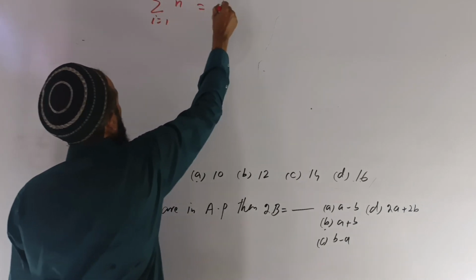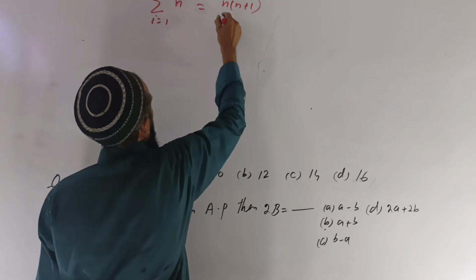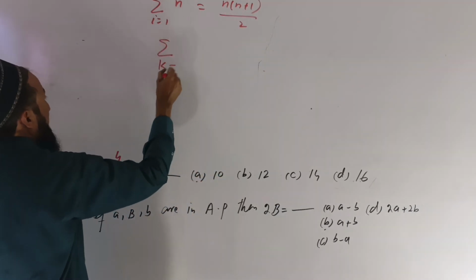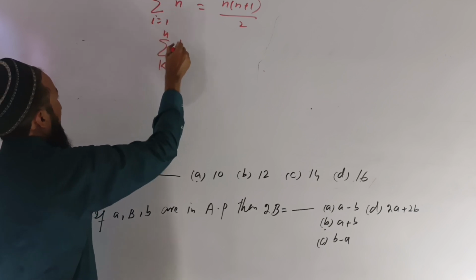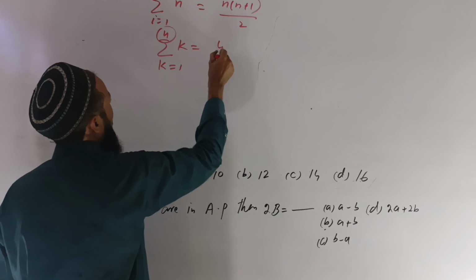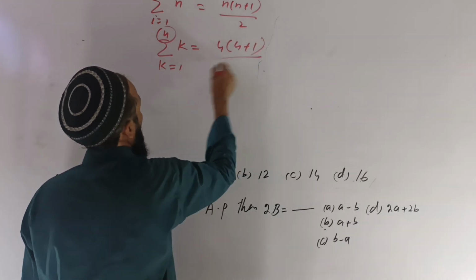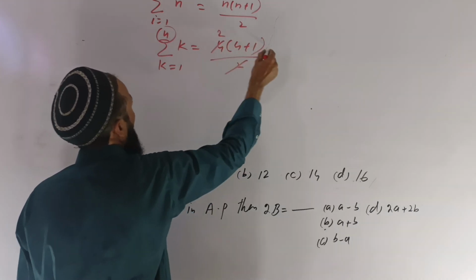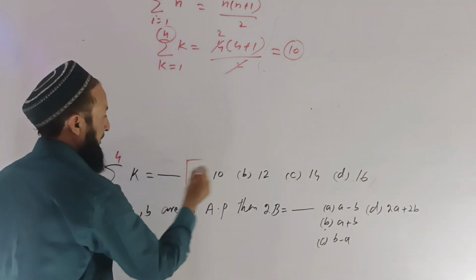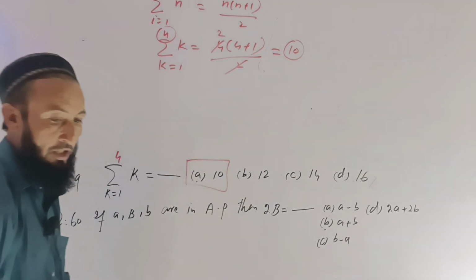So we get n(n+1)/2. Here, in the place of k, from k = 1 up to 4. If we put 4 into (4+1)/2, the 2 will be cancelled and we will get 10. 10 is the correct answer. A is the correct option in this case.